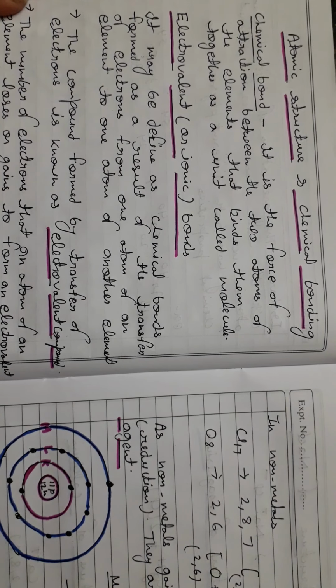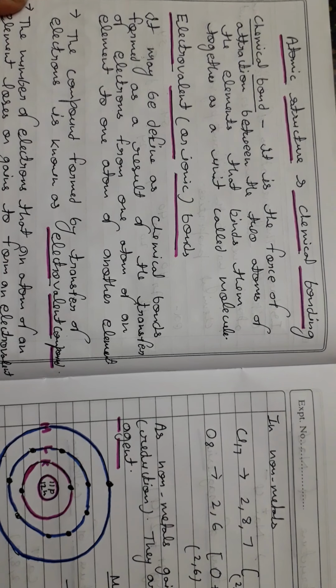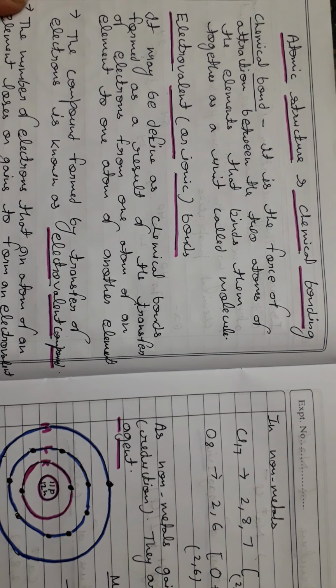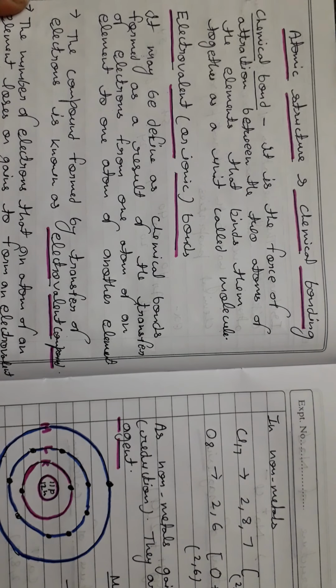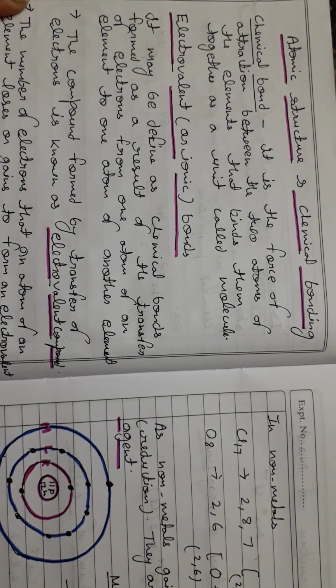Before going to the chemical bond, I want to tell you what a bond actually is. It is the force of attraction that exists between two atoms. Same like that, a chemical bond is the force of attraction between two atoms of the element that binds them together as a unit called a molecule. When atoms of the same element combine, they form a molecule. When atoms of different elements are there, they form a compound.